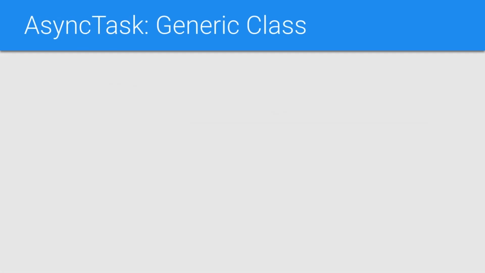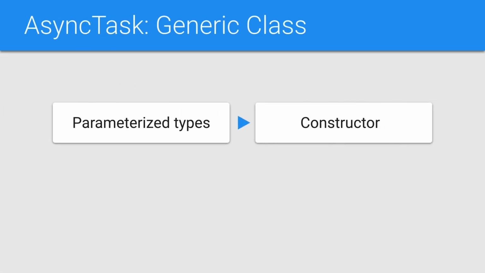AsyncTask is a generic class, meaning that it takes parameterized types in its constructor. Each one of these generic parameters is defined as a Java variable argument with the 3 dots, which means that it is technically passed as an array in Java world.